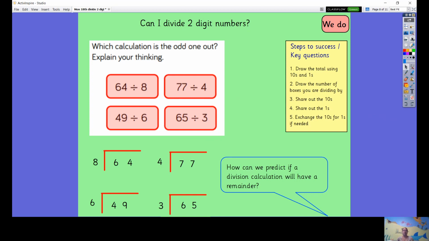Okay, have a look at this one then. You have to, in a minute, pause the video and work out which one of these calculations is the odd one out, which one of these in the square up here.